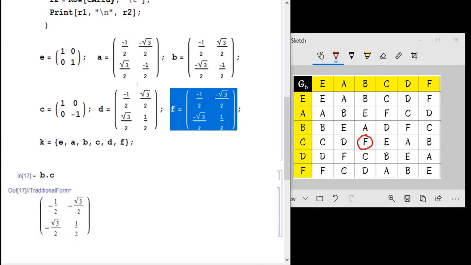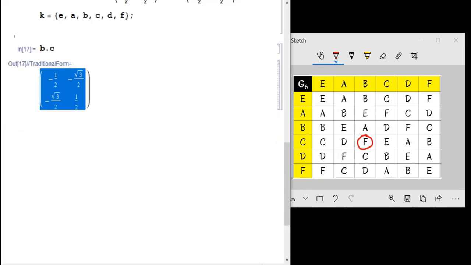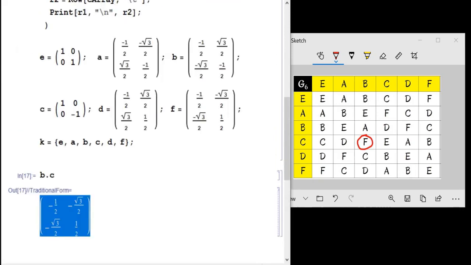So let us go back and see what is F. F is this. And you immediately realize that you have got the same result. B and C is F. But this is a tedious process because each time you have to compare the resulting matrix, go back to all the 6 matrices and see which is this product. This is not an easy task if you have more number of elements as matrices. Say for example, if you have 12 matrices, then this is not easy.